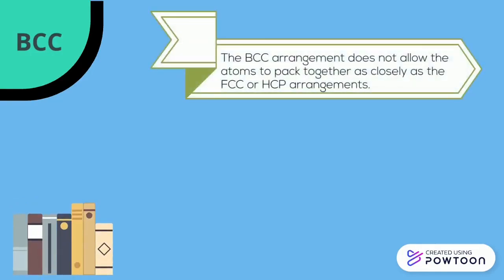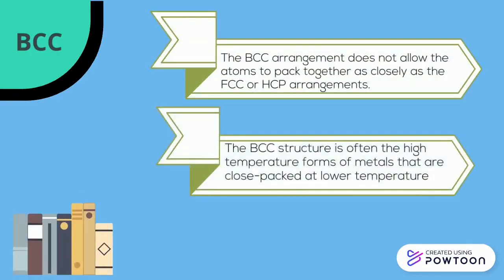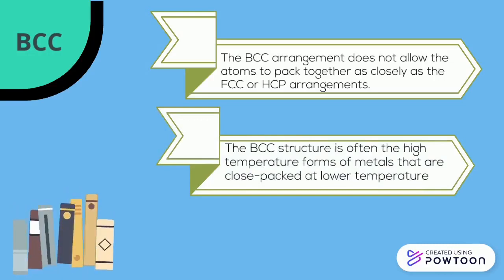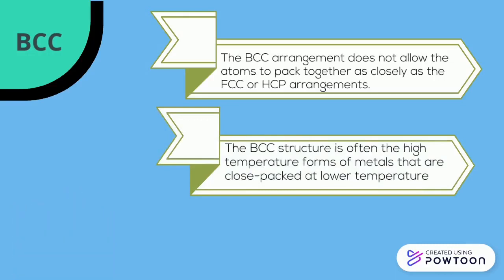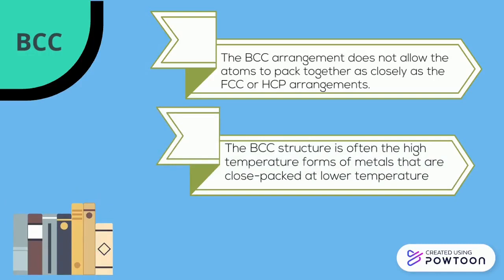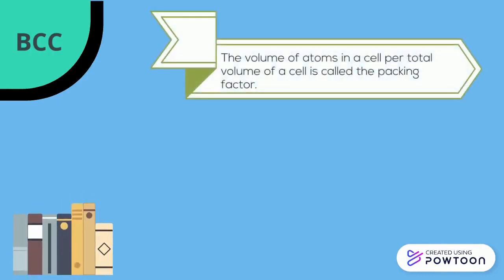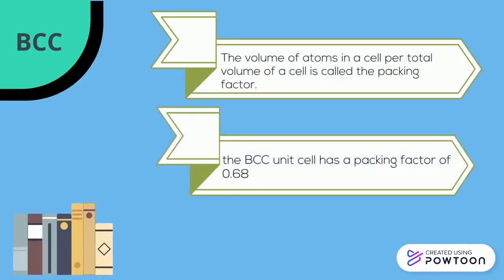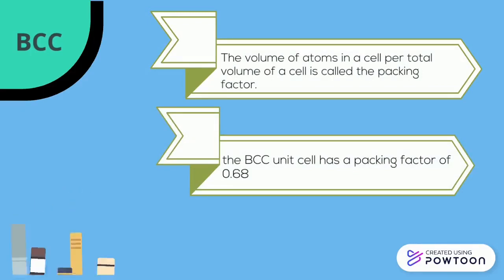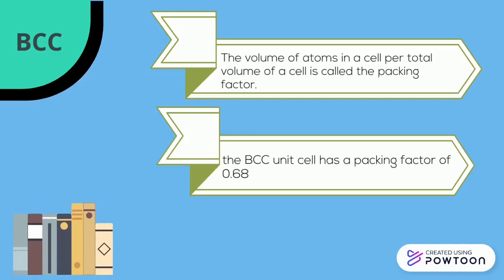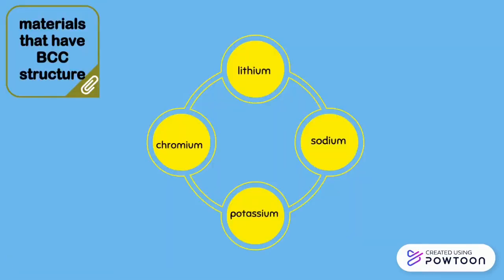The BCC arrangement does not allow the atoms to pack together as closely as the FCC or HCP arrangement. The BCC structure is often the high-temperature form of metals that are close packed at lower temperature. The volume of atoms in a cell per total volume of a cell is called the packing factor. The BCC unit cell has a packing factor of 0.68. Examples of materials that have BCC structure: lithium, sodium, potassium, chromium.